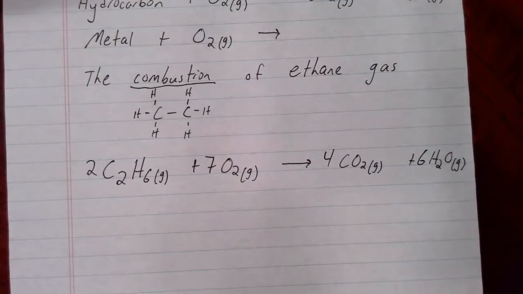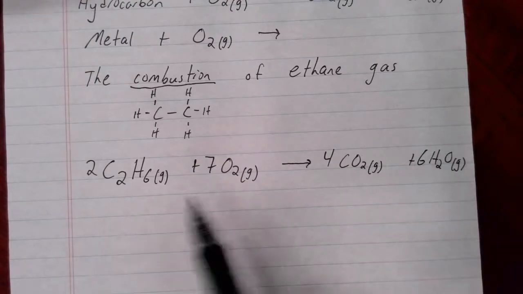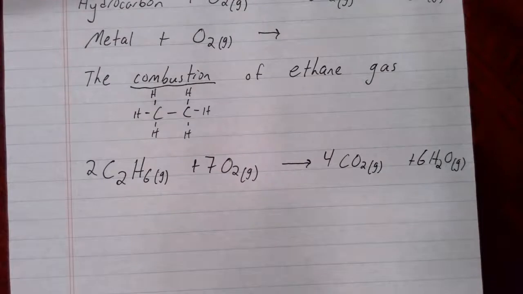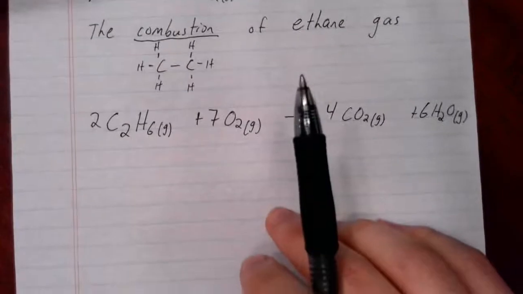So now when you're done, always go back and double check. Do I have the same number of carbons and hydrogen on each side? Then also go back and double check, can I reduce these coefficients? Okay, can I reduce 2, 7, 4, and 6? Hopefully you see, you cannot, so you know you're done there. Okay? So let's look at another reaction.